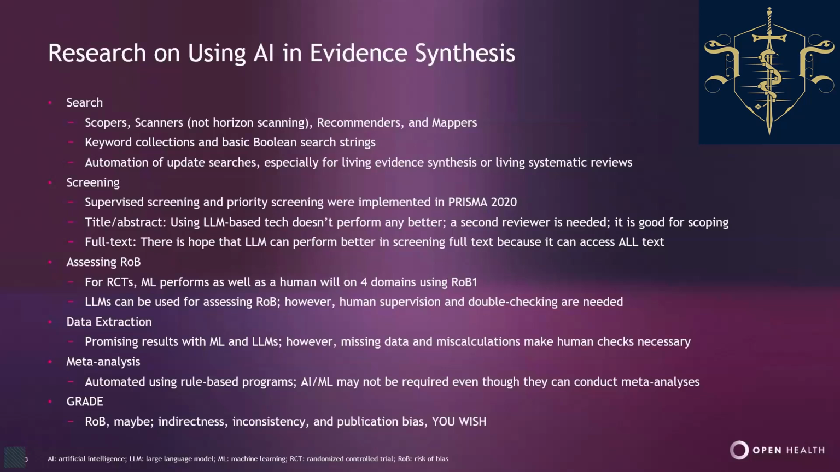But for the search part of the evidence synthesis, the majority of the tools that are around are good for scoping, for scanning, and horizon scanning. Recommending papers: if you tell the AI that this paper is relevant, it can recommend 5 more relevant papers. And mapping the existing literature.